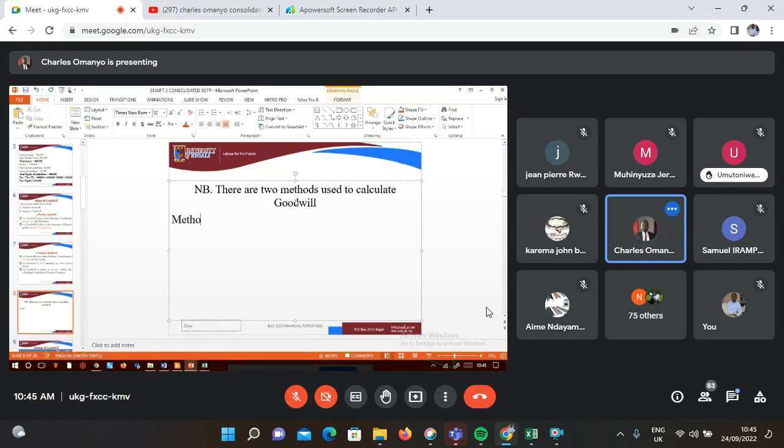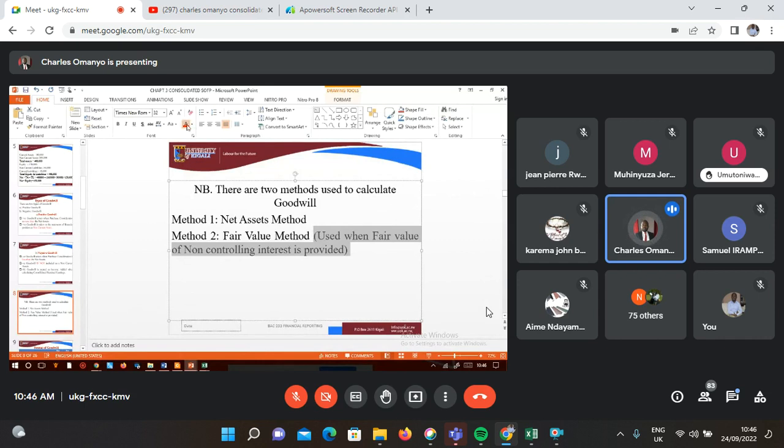So method one is called the net assets method. And method two is called the fair value method. If you see the words fair value of non-controlling interest provided, that is when method two is used. I hope I'm very clear there. Method two is only used when the fair value of non-controlling interest is provided.